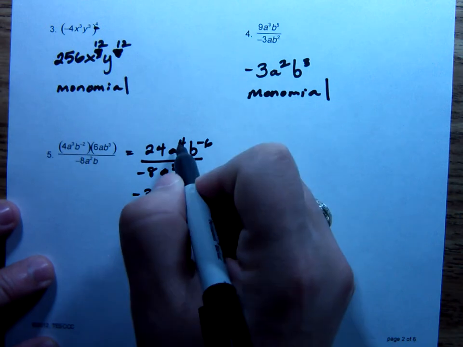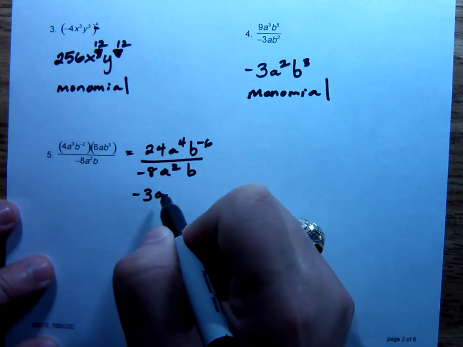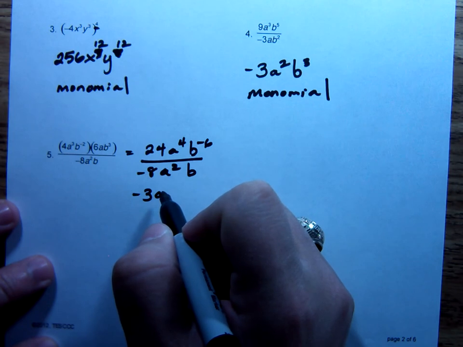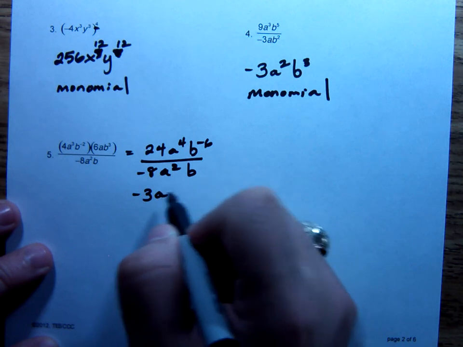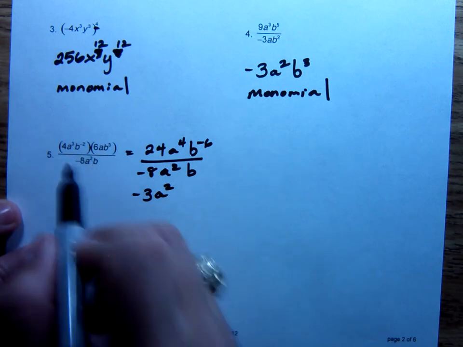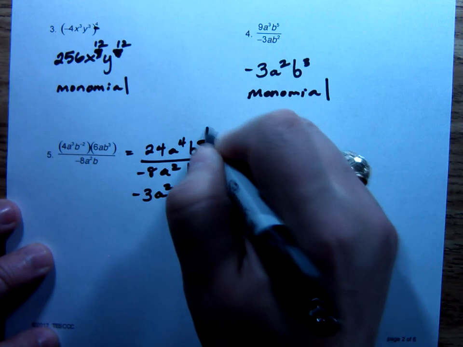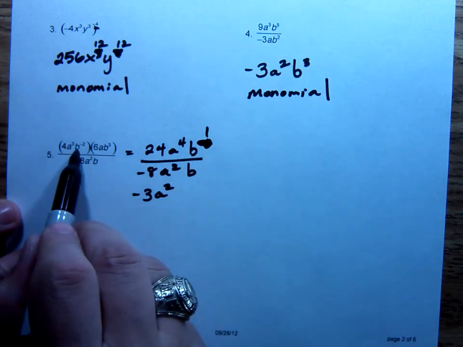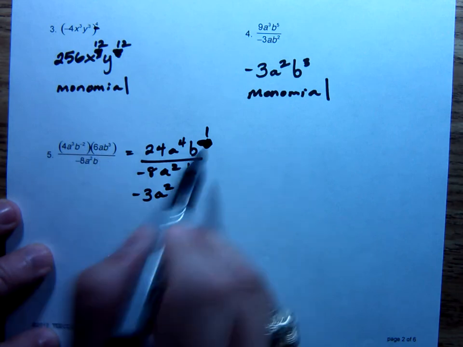A to the 4th divided by A squared is A to the second power. Sorry, I made a mistake here. This is negative 2 plus 3, which is 1. See here, I did this wrong. Negative 2 plus 3, I multiplied them. This should be added. Negative 2 plus 3 is b to the first power, which is b.